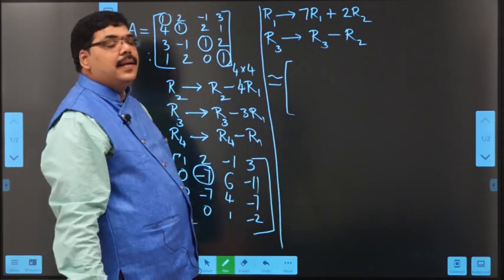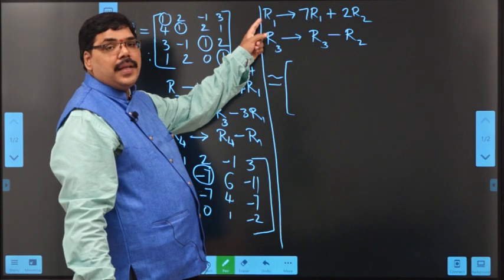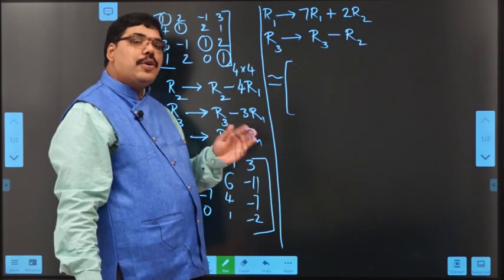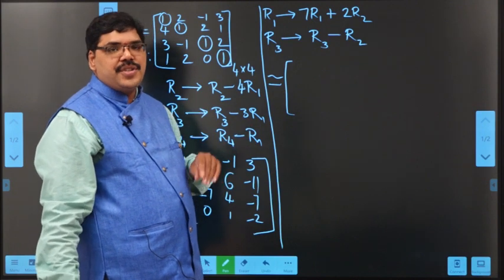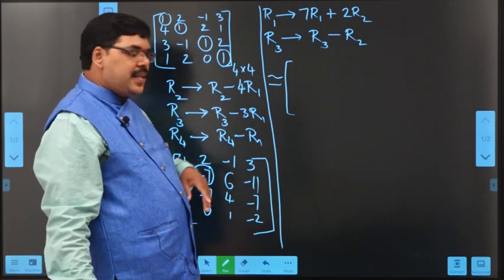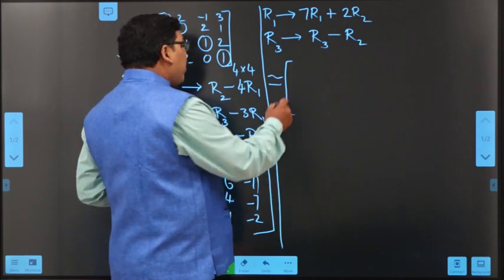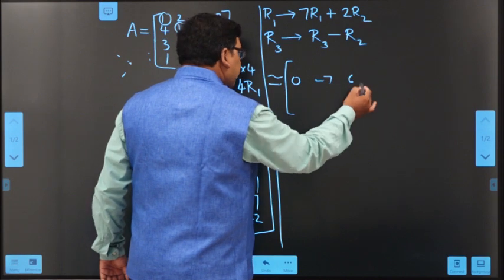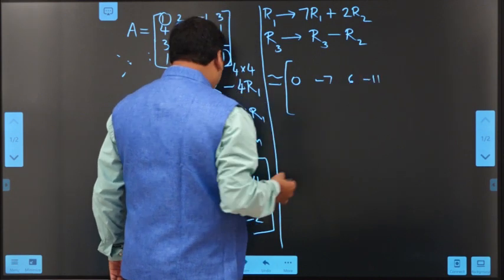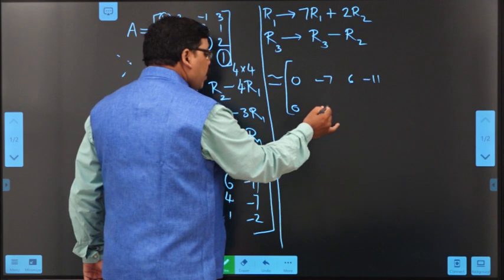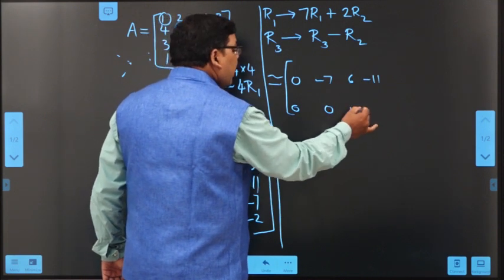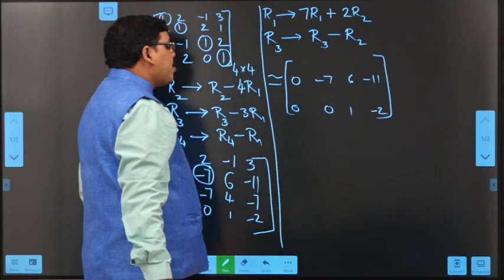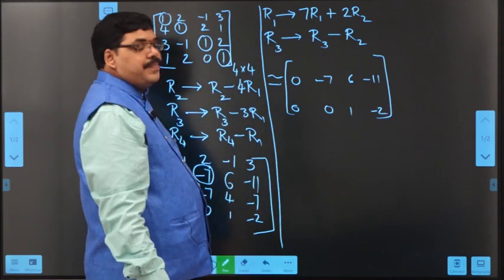See here, we are changing R1 and R3. So the remaining R2, R4 do not change. So we write them as it is first. So the second row is 0, minus 7, 6, minus 11. The fourth row is 0, 0, 1, minus 2. Now come to the first row, do the calculations.